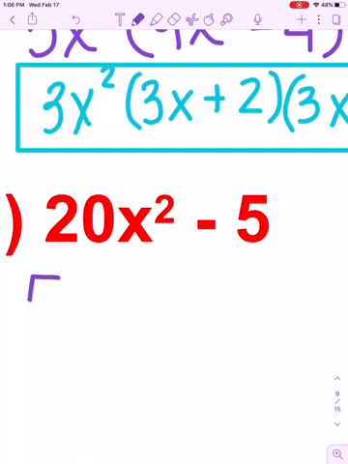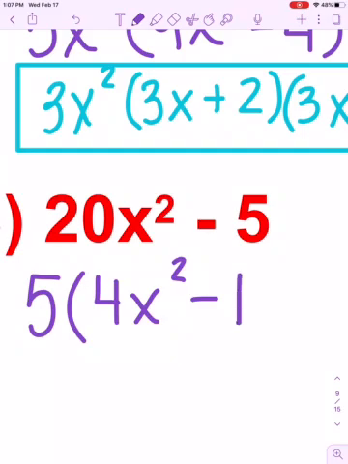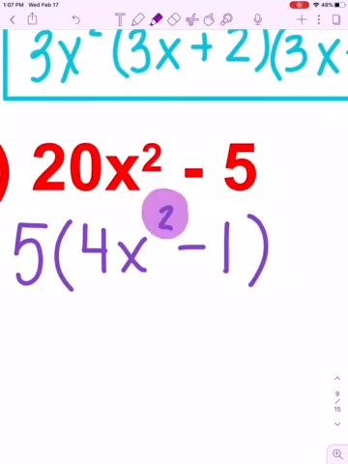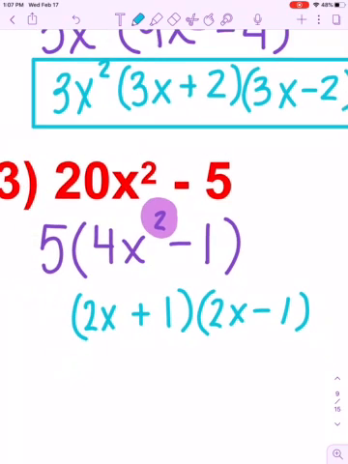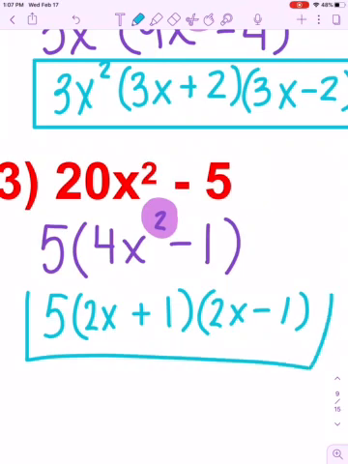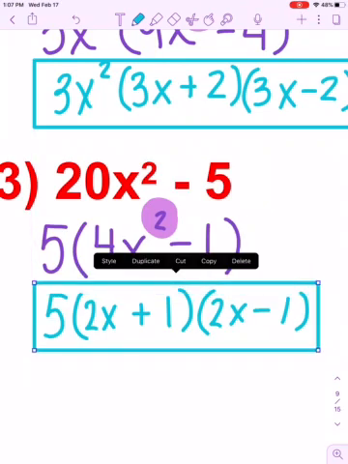Okay, last one. 20 and 5 have a common factor of 5. My first term has 2 x's, but my second term doesn't have any. 20x squared divided by 5 is 4x squared, minus 5 divided by 5, which is 1. Do not lose the fact that 1 is a perfect square. A lot of people forget about that. So I still have a square in here, so I keep looking. 4x squared and 1 are both perfect squares, and there's a subtraction in between. The square root of 4x squared is 2x. The square root of 1 is 1. My signs are opposite. I took a 5 out at the beginning, so it's still in front.